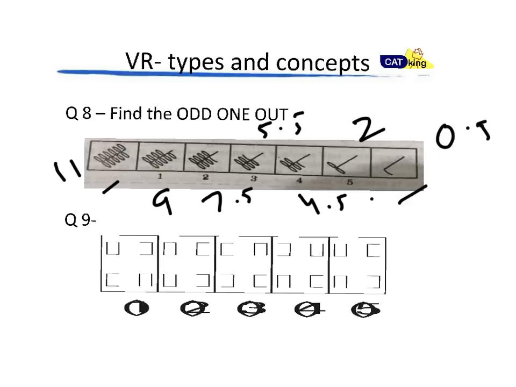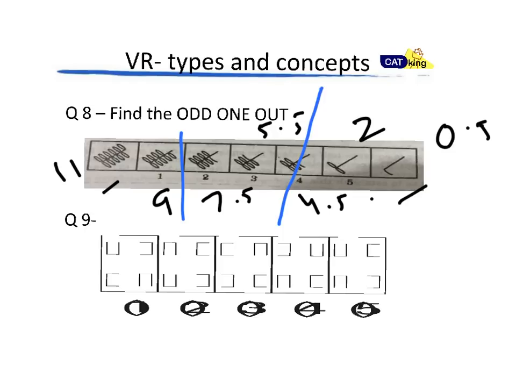Rather than this being a question based upon the figures, it is ideally a question based upon finding the odd one out in the series, wherein your series is 11, 9, 7.5, 5.5, 4.5, 2 and 0.5. Let's take the case of the doublets being formed: 11 and 9 being one of them, 7.5 and 5.5 being one of them, 4.5 being one, and 2 and 0.5.